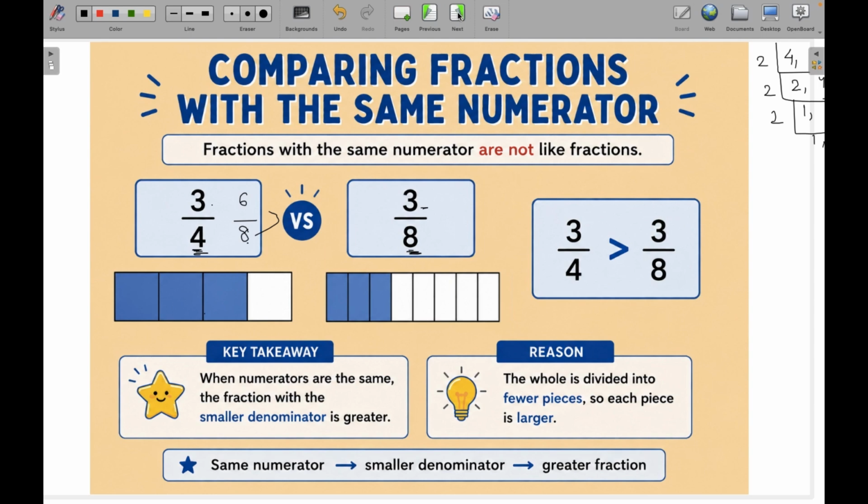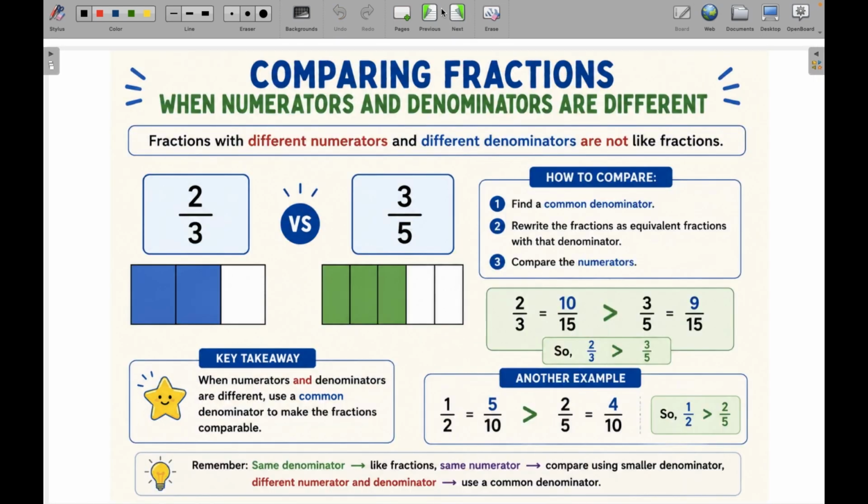We'll see one more method in which you'll be able to solve it in a fraction of a second. Okay. So we have 2 by 3 and 3 by 5. This is a case wherein these two fractions are unlike fractions and at the same time their numerators are different as well.